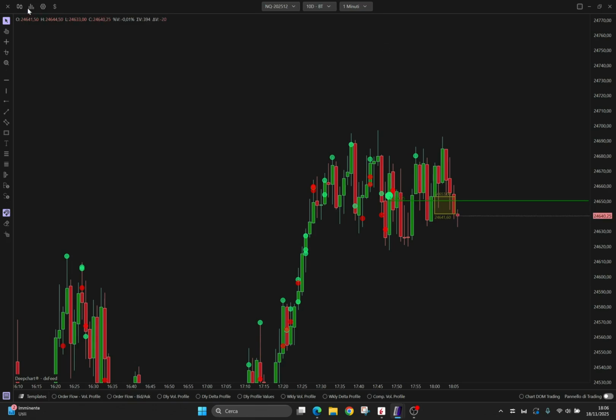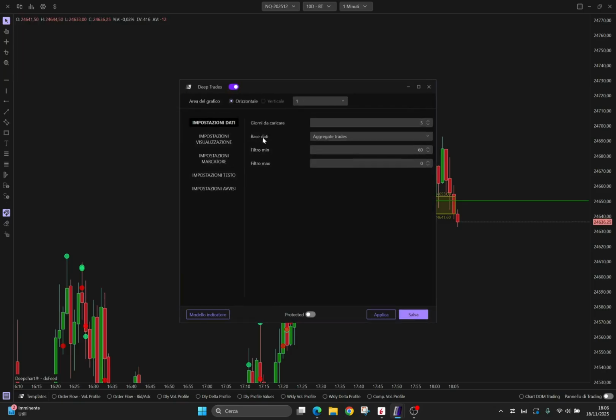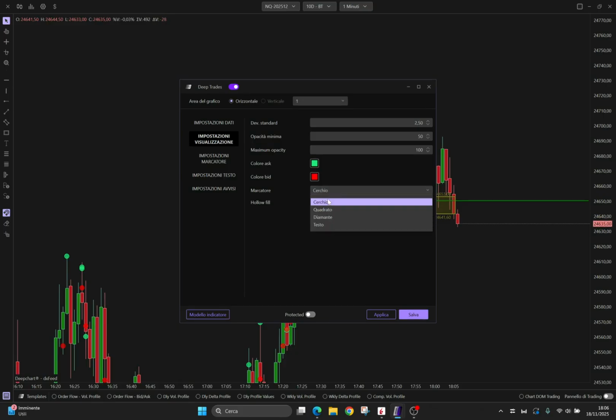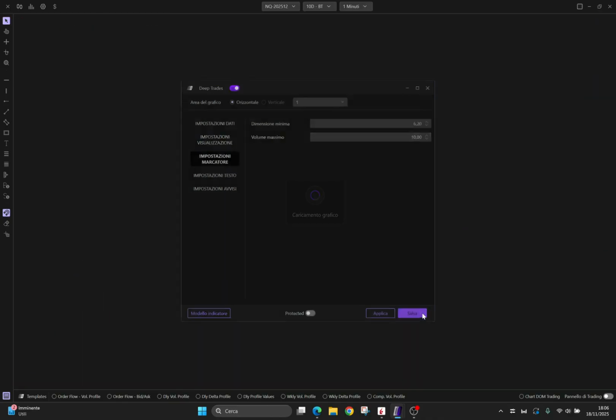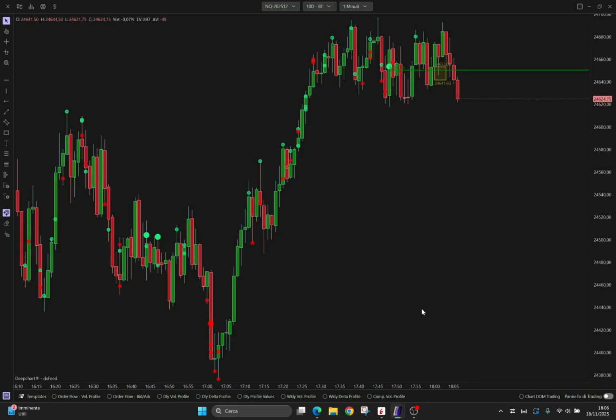Anyway, let me finish the big trades settings. You want to select aggregate trades. You want to have the visual options. I use dot. This is in Italian because I'm Italian, but here you have dot, square, diamond. I use dot. And as marker, you use 6.20 in the first settings and 10 in the second one. Drop me a 1 in chat if everything is clear.